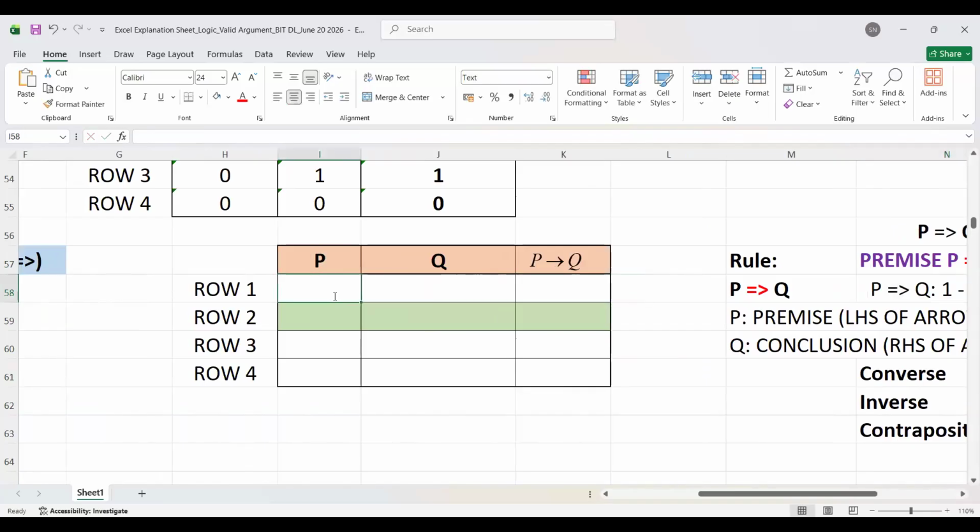2 raised to the power 2, we get 1, 1, 0, 0, followed by 1, 0, and then 1 and 0. So where do we have the left for P is 1, the right for Q is 0? Which row is that? Row 2. Okay, so that will be row 2. So that is the only place where the truth value of P implying Q will be false. Everything else will be true.